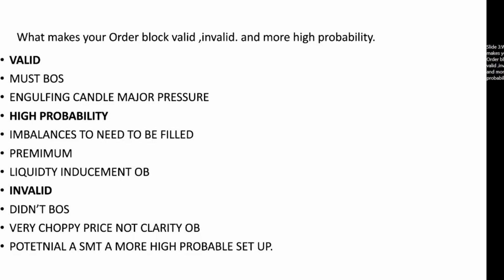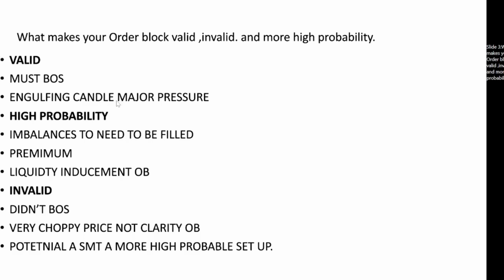Now we've got to understand what makes an order block valid, what makes an order block invalid, and what makes it more high probability. Valid: it must break structure. There's no order block without a break of structure. That's one of our key rules when it comes to trading order blocks. It must break structure. The next one would be an engulfing candle followed by major pressure.